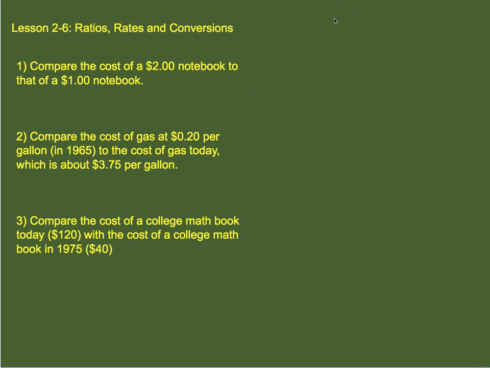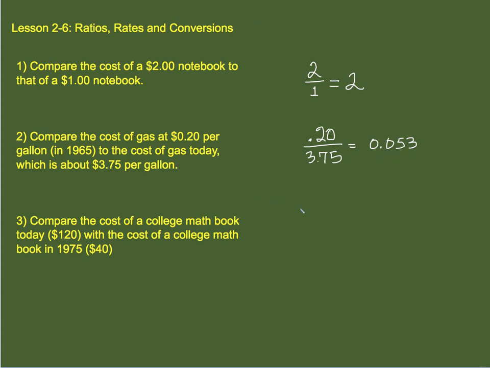Now let's take a look at another way of comparing quantities. If we were to compare the cost of a $2 notebook to that of a $1 notebook, we might compare them using division. We might say that the $2 notebook costs twice as much as that of a $1 notebook. If we were to compare the cost of gas, which was 20 cents a gallon in 1965, to the cost of gas today, which is about $3.75, we might say that the cost of gas in 1965 was about 53 thousandths of the cost of the gas today, or about 5.3%.